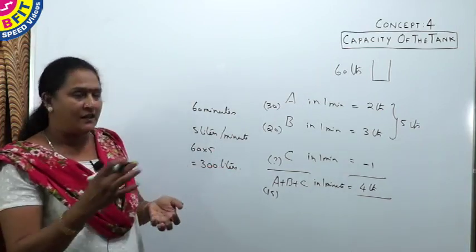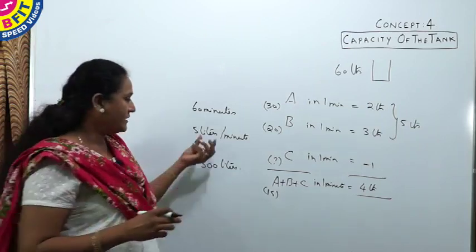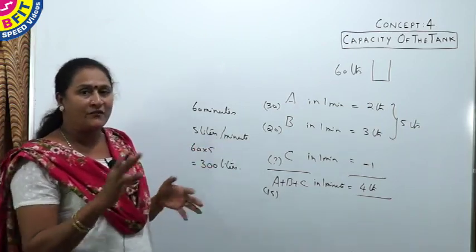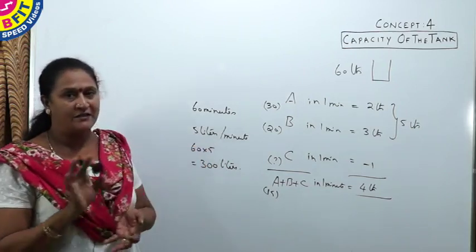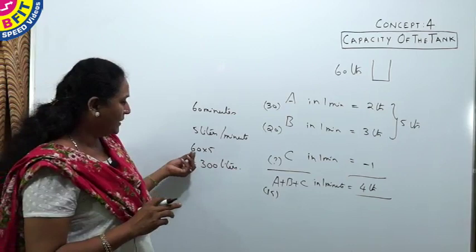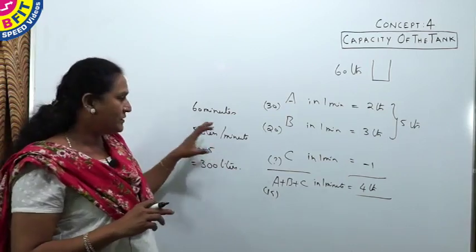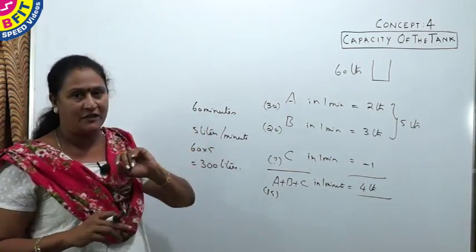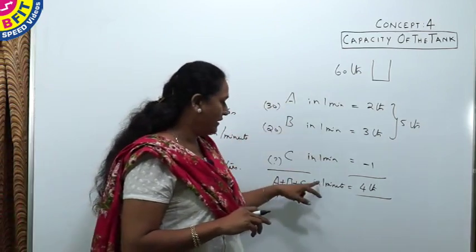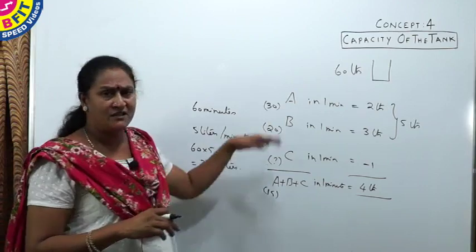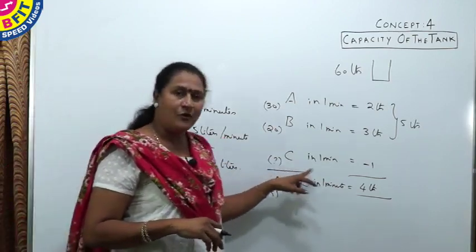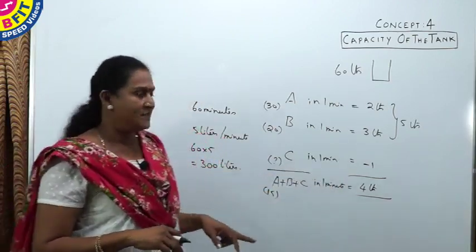Mostly when they give this question, taking this data first, most of them get confused in the workings. So don't touch this data. This is to find the capacity only. C can empty 5 liters per minute, and this is used to find the capacity of the tank. With the details given, we can find the efficiency of C. Using the same LCM method, we have found the efficiency of C as 60.